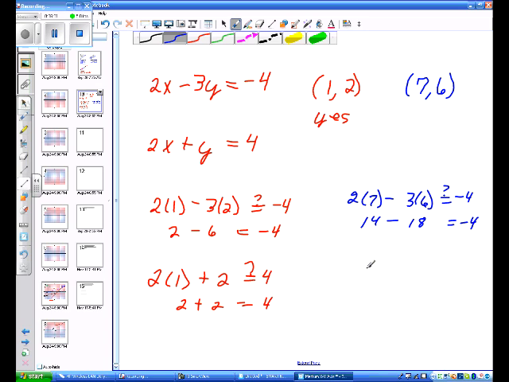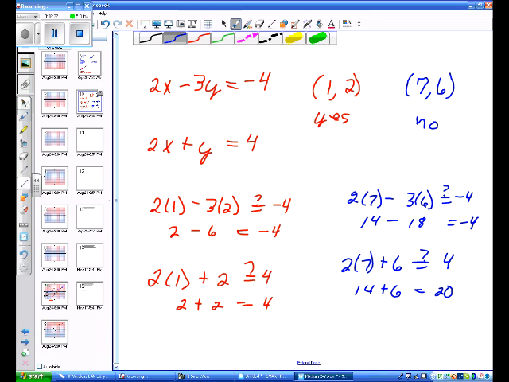If we go to our second equation, 2 times 7 plus 6, we want to know, does that equal 4? Well, we would have 14 plus 6, which is 20. So it makes one equation true, but it doesn't make both equations true. So no, that one would not be a solution.